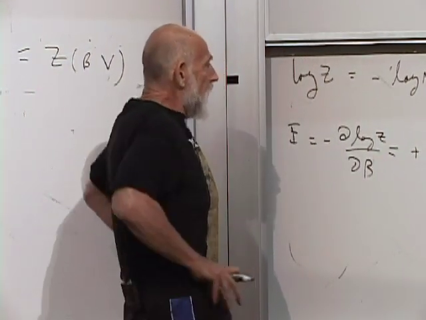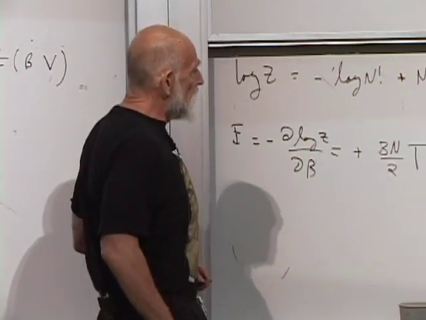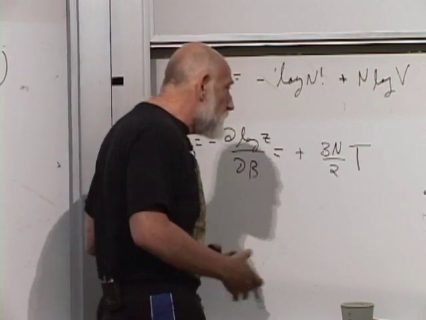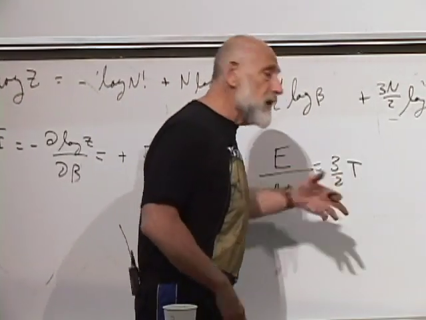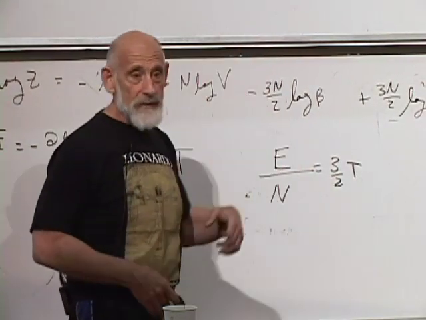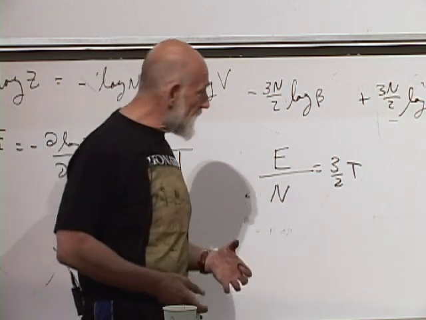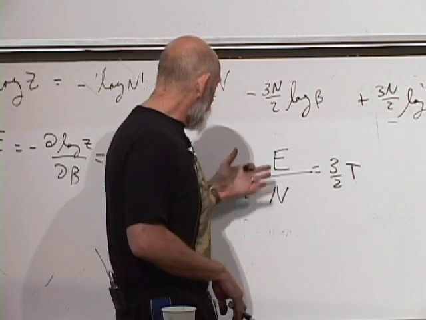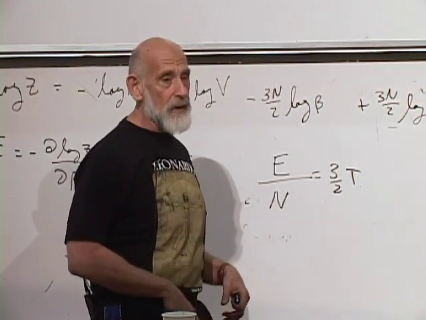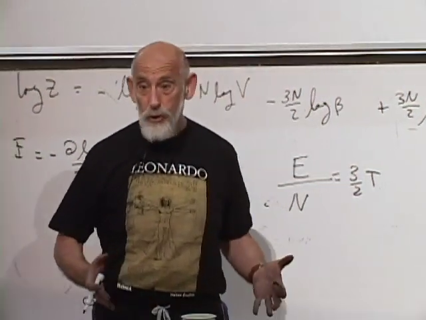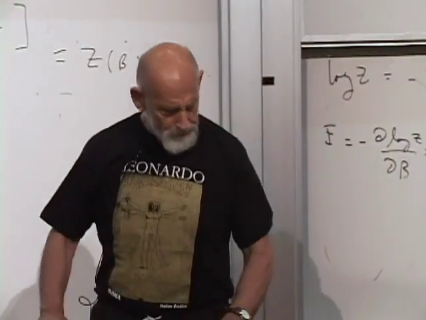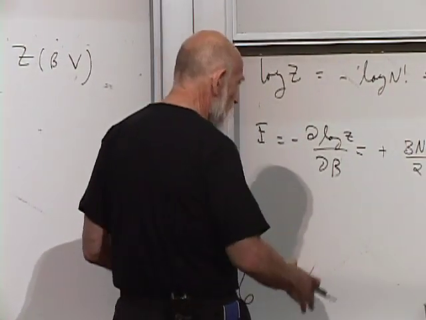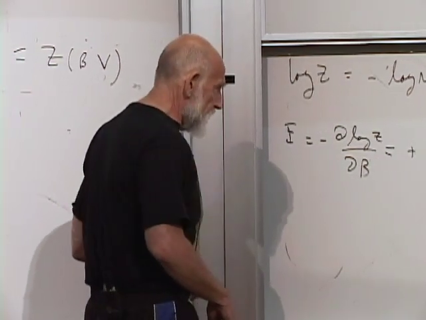Okay, so E over N is 3/2 the temperature, or 3/2 kT if you like. If you wanted to plug in numbers and use 300 degrees at room temperature, you'd plug in the Boltzmann constant, which is 10 to the minus 23 or something, and you would find the energy per particle is 10 to the minus 21 or something like that in joules. So it's pretty small. That's the first little thing we can calculate.